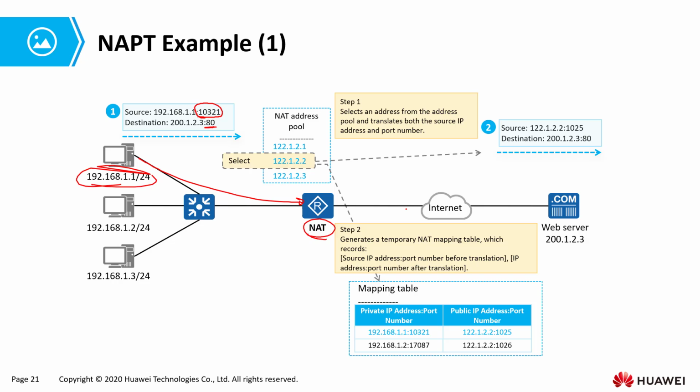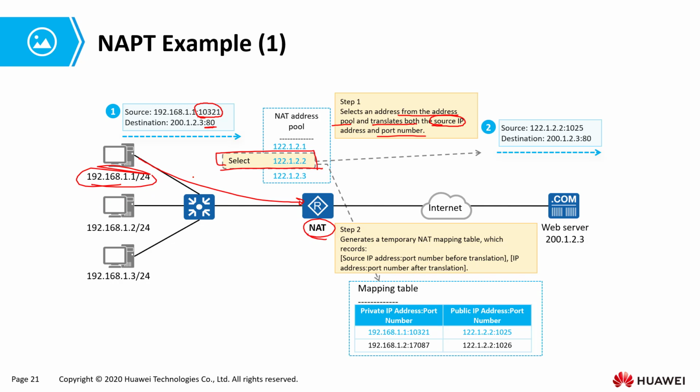The NAT device will realize this guy wants to go out to the public network, and so he needs a public IP address. His private IP address cannot communicate on the public network. So the NAT device selects an address from the address pool and translates both the source IP and the port number. So it will select an address like this.